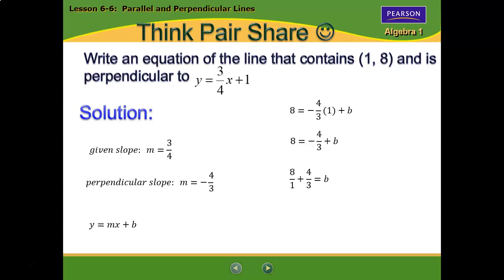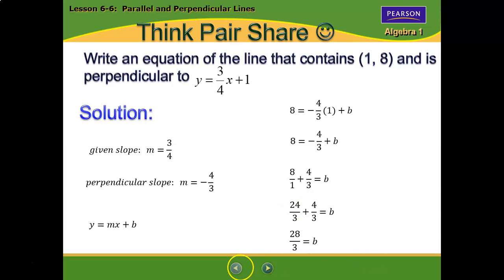We know that we cannot add fractions unless we have common denominators. So here we have a denominator of 1 and 3, and what would our common denominator be? Our common denominator is going to be a 3. So if we multiplied 1 times 3 to get 3, we also have to multiply the 8 times 3. So after we do that, we get 24/3. And we know that we did it correctly because 24 divided by 3 is 8. Now that we have our common denominator of 3, we will keep our denominator and we will add the numerators. 24 plus 4 leaves us with 28. So b, which is our y-intercept, is 28/3.